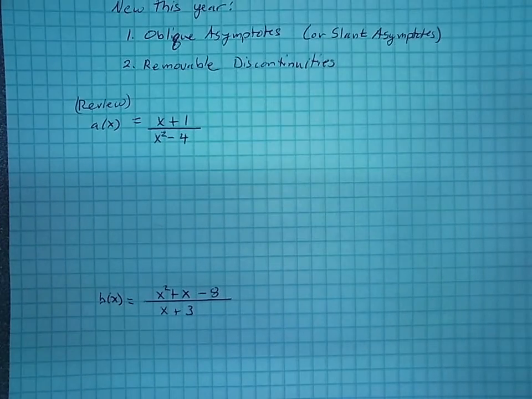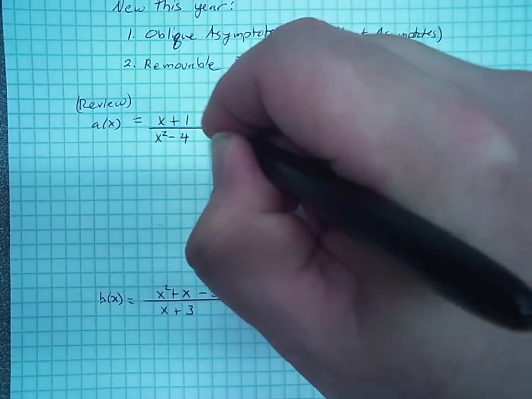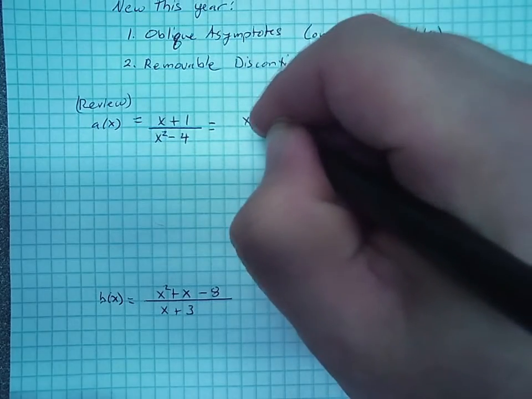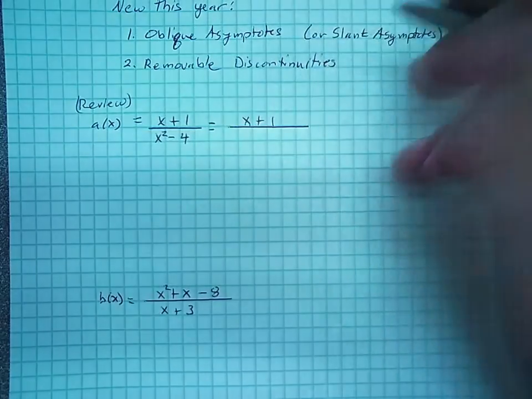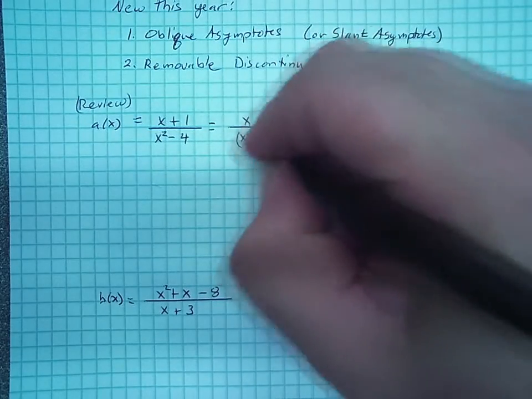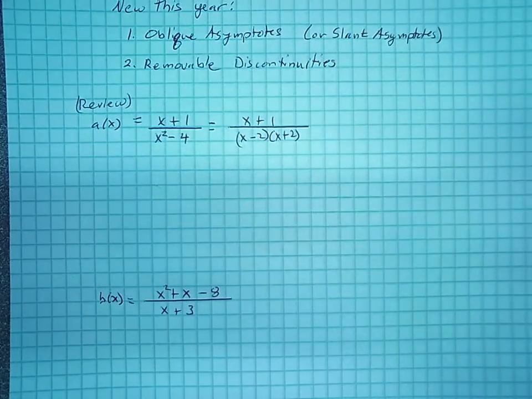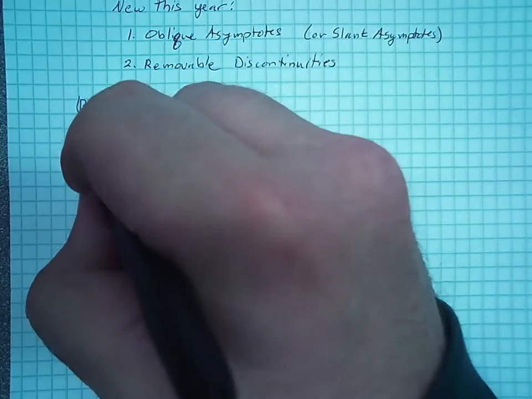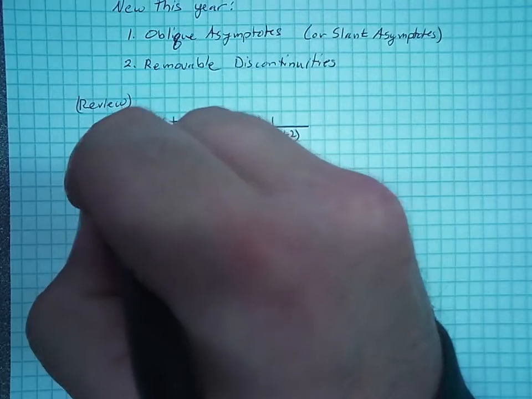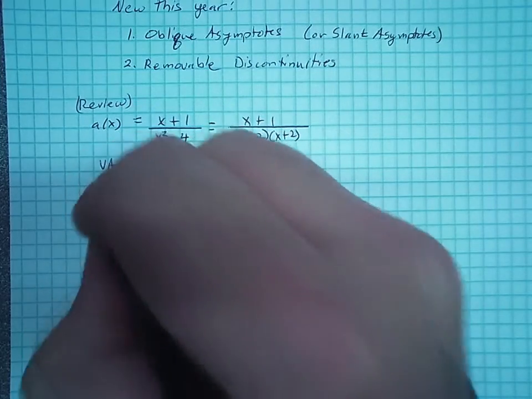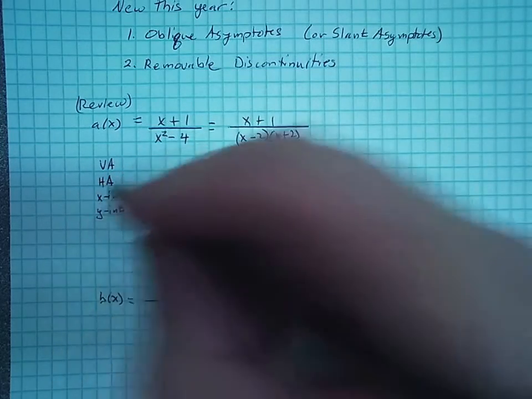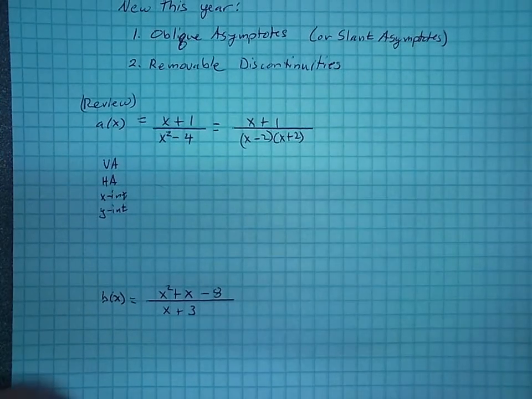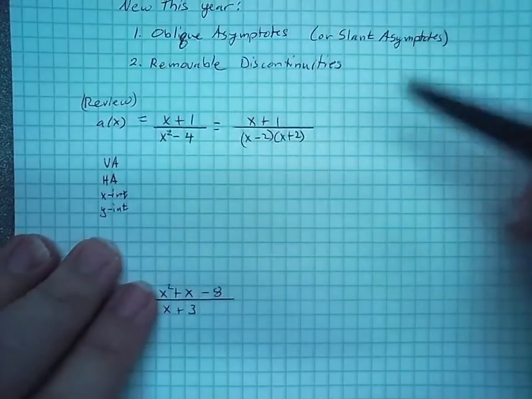A of x equals x plus 1 over x squared minus 4. The first thing I'm going to do, for reasons that will become apparent, is factor. Now the top is already linear and doesn't need to be factored, but the bottom is a difference of two squares, so that's x minus 2 times x plus 2. I make a list of 4 things to look for anytime I'm about to graph a rational function: vertical asymptote, horizontal asymptote, x-intercept, and y-intercept. Those 4 are relatively easy to find, and they make a great place to start.